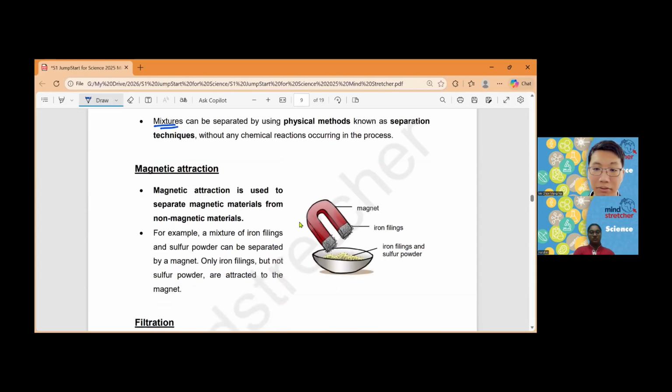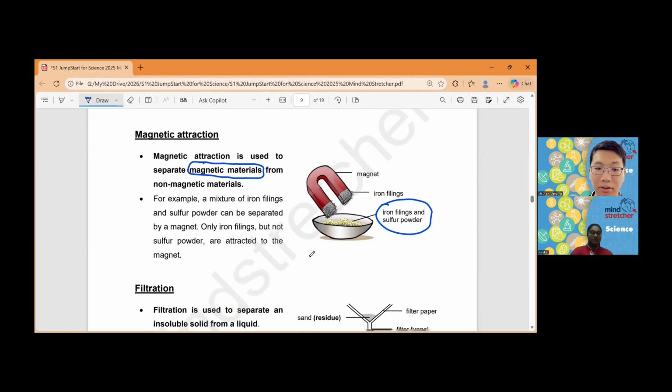Let's say, for example, I have iron and sulfur. And one thing we know about iron is that iron is magnetic, right? I can easily use a magnet, extract the iron out, and I have separated them. Because sulfur is not magnetic, only the iron will be attracted by the magnet. So on the magnet we have all the iron, and what is left in the dish will be the sulfur. So we have successfully separated them.